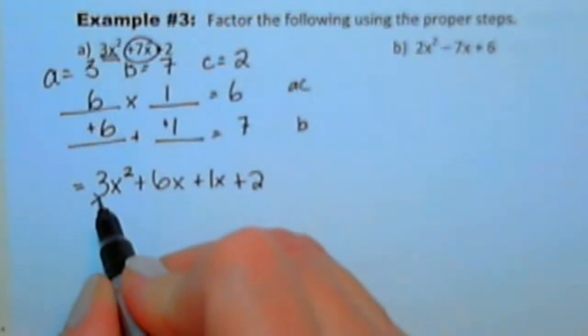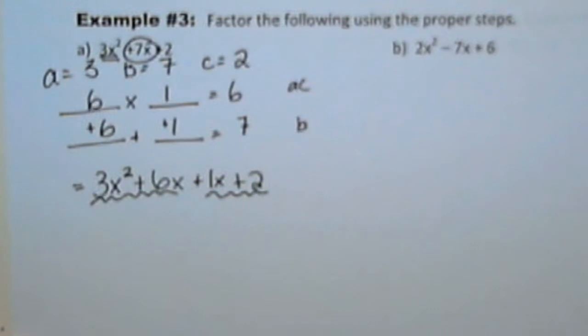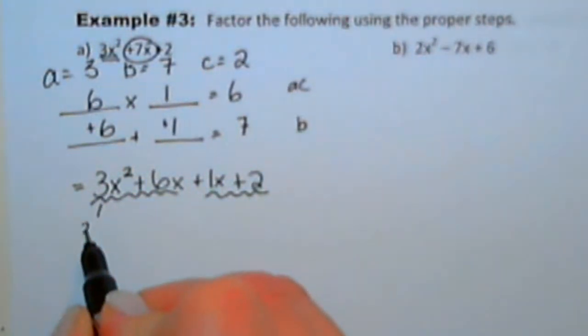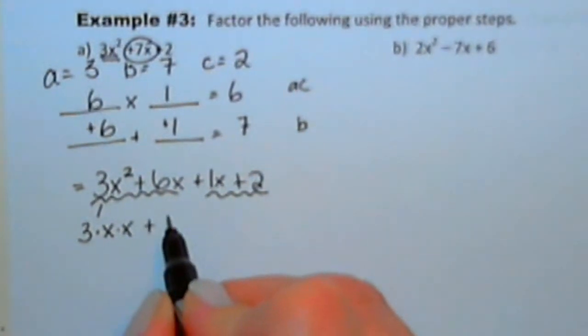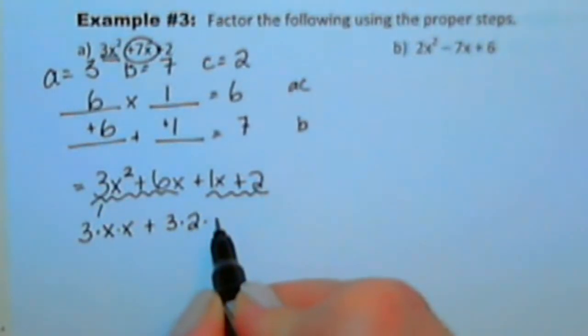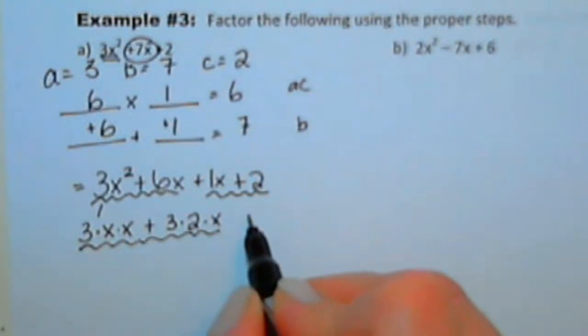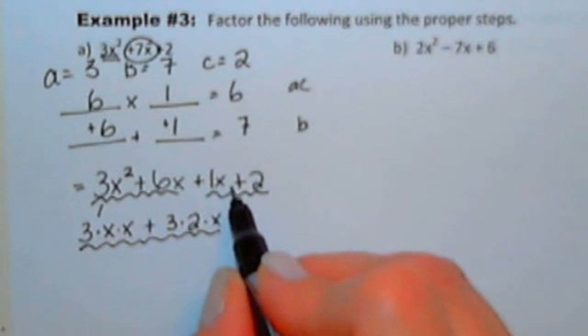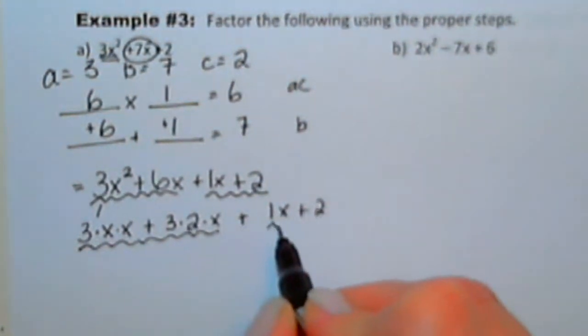This is the part where you treat this as one question, this is another question, and find the GCF of both. This turns into 3 times x plus 3 times 2 times x. That's the first two. Plus, now I have a 1x plus 2 here.